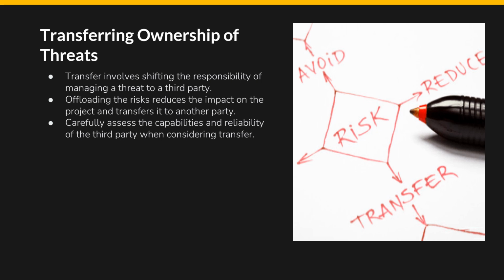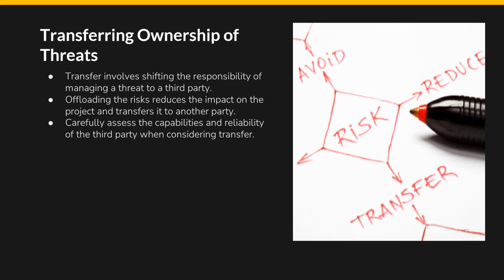Examples of transfer risk response. Outsourcing IT security. In a software development project, the team identifies the risk of cybersecurity breaches that could compromise sensitive customer data. The project manager realizes that cybersecurity expertise is required to effectively manage and prevent such breaches. Instead of trying to handle this risk internally, the project manager decides to transfer the risk by outsourcing IT security to a specialized cybersecurity firm. This firm will be responsible for implementing robust security measures and managing the risk of data breaches.